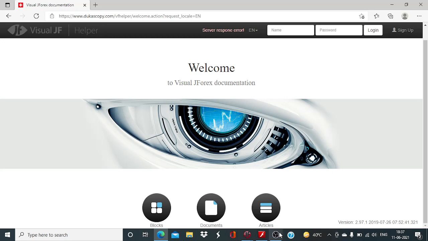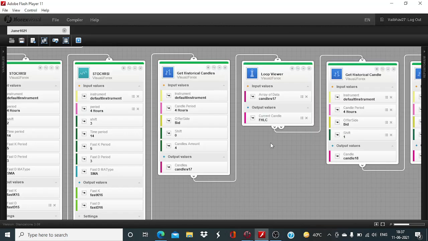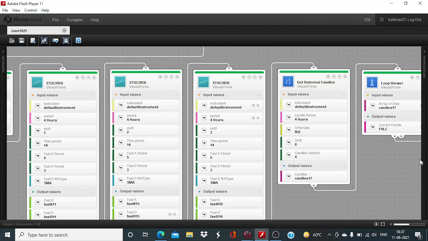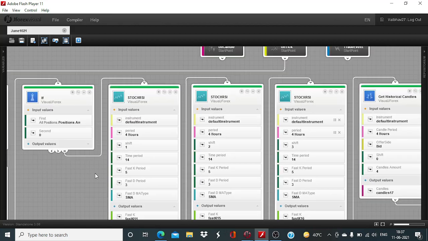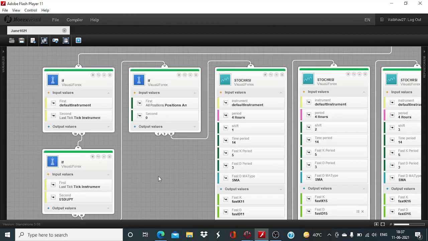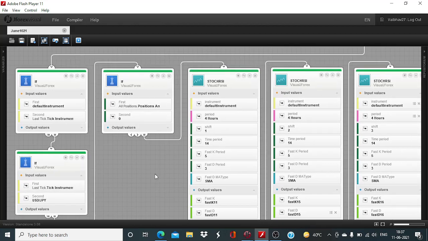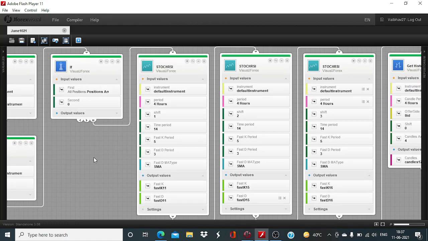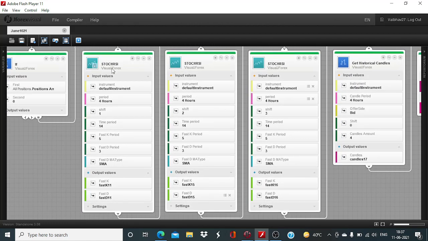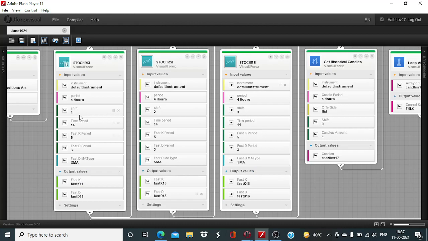the equation. So now let us go to the Visual JForex board, which has been developed by the Dukascopy Bank SA. This is the setup so far. The instrument subscription was done. This time around, the USD JPY is being used. Position amount was defined at 0. Then I got these stochastic RSI blocks. These three are of 4 hourly time periods, and the only difference is this shift value. This has 1, another is 2, and third is 3.